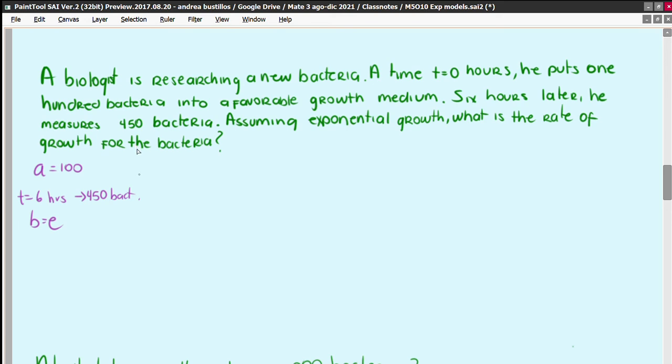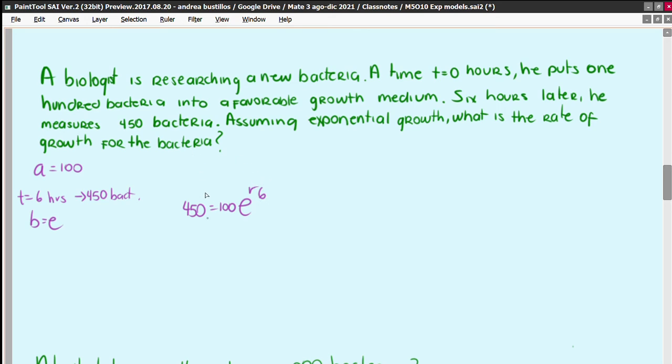So what I'm being asked is, first of all, to find the rate of growth for this model. So we're going to find the rate of growth, and there we're going to write the actual model, okay, to have everything at hand. So to do that, remember, first off, we know that after 6 hours, I have 450 bacteria. So 450 bacteria are found when my time is 6. My initial data is 100, and the rate of growth is what I'm looking for.